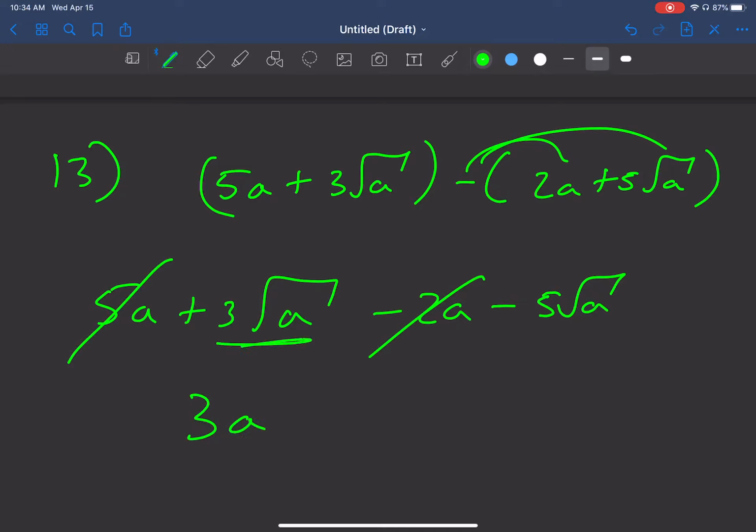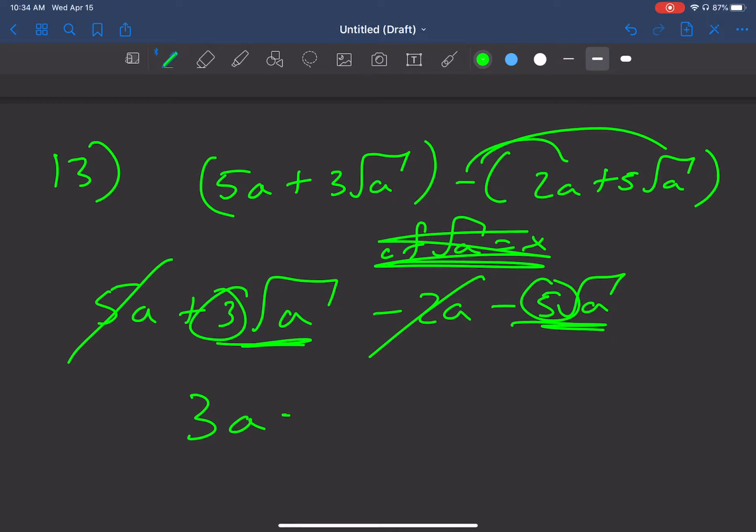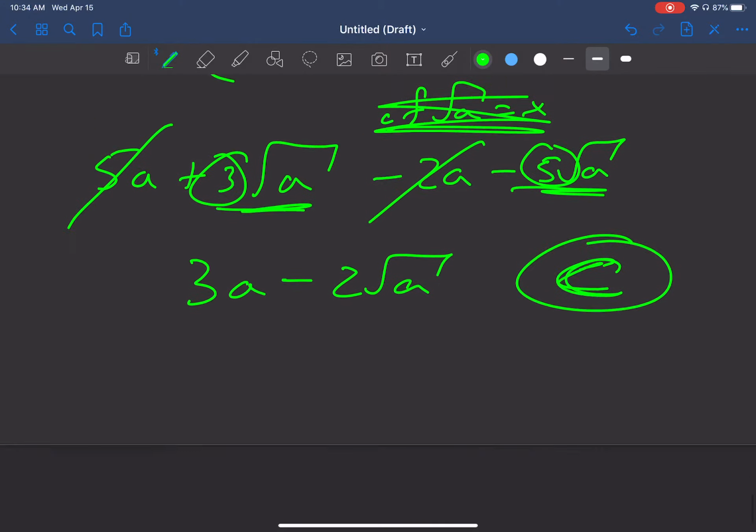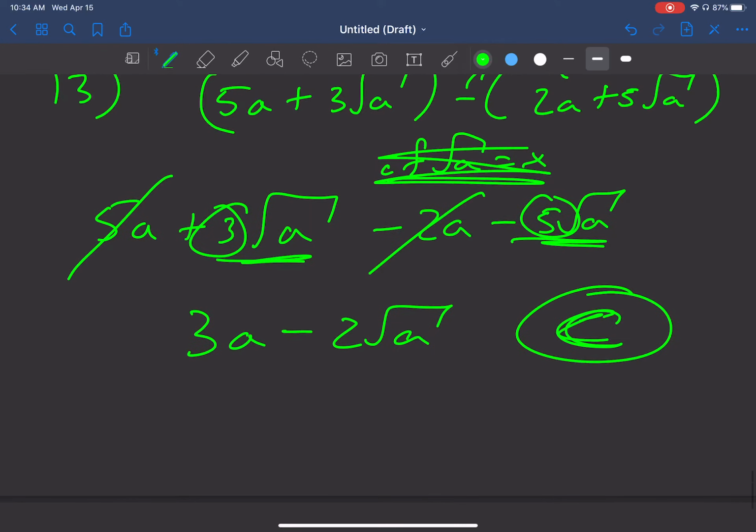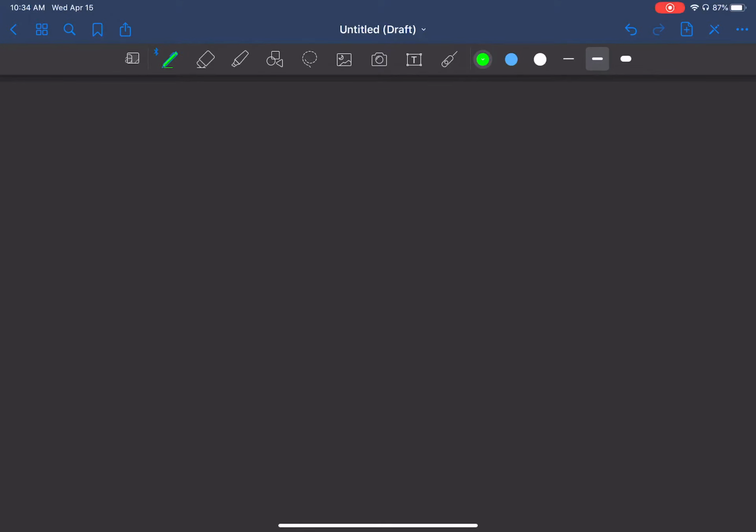Here we're just treating it as if the square root of a were x. How would you treat 3x minus 5x? Well, you would just add the constants together. So you have a positive 3a and a minus 2 square root of a. So that is going to be c. Now this is probably tricky. You guys haven't done radicals in a while, but if you see something being multiplied like this, just treat it like it's a variable. Virtually every time, you'll be fine.